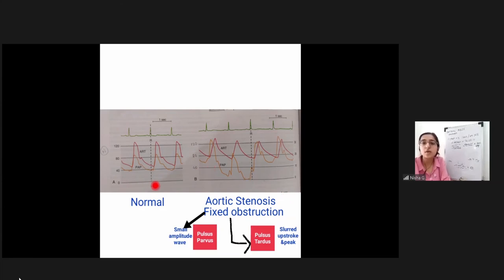In the normal waveform, the upstroke goes almost vertically, a very fast upstroke. Here, the upstroke is very slurred and angulated. This is known as pulsus tardus. Then what is pulsus parvus? Can you see that the amplitude, the height of the wave, has reduced? In the normal it is this much, but in aortic stenosis the height has reduced, so small amplitude. So pulsus parvus et tardus is seen in aortic stenosis. We are getting a clue from the arterial line that the patient has aortic stenosis.